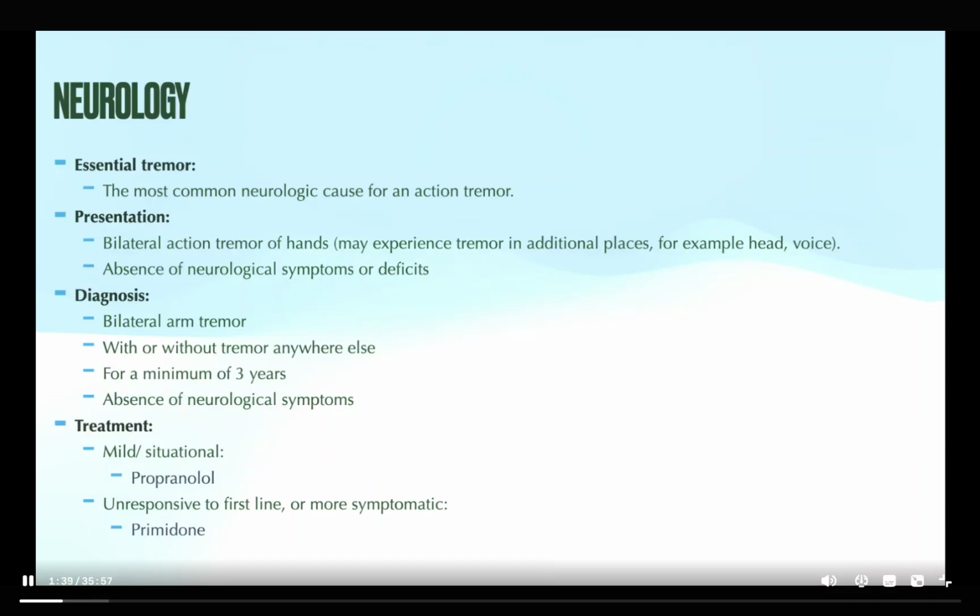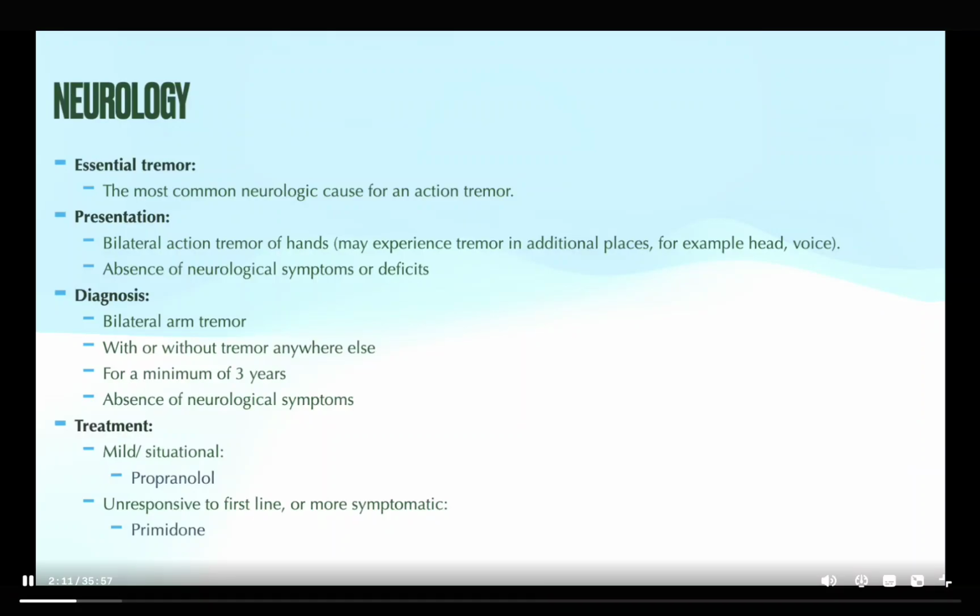So diagnosis of essential tremor, though, it's made clinically with patients that present with the following 4 characteristics. So 1, bilateral arm tremor. 2, with or without tremor in other locations, so that's not needed for diagnosis. 3, for a minimum of 3 years, and then 4, without neurological signs or symptoms. And those are the qualities that you look for when diagnosing a patient with essential tremor.